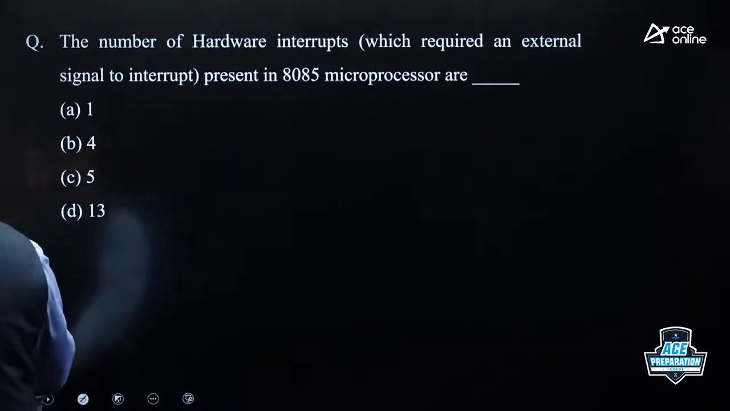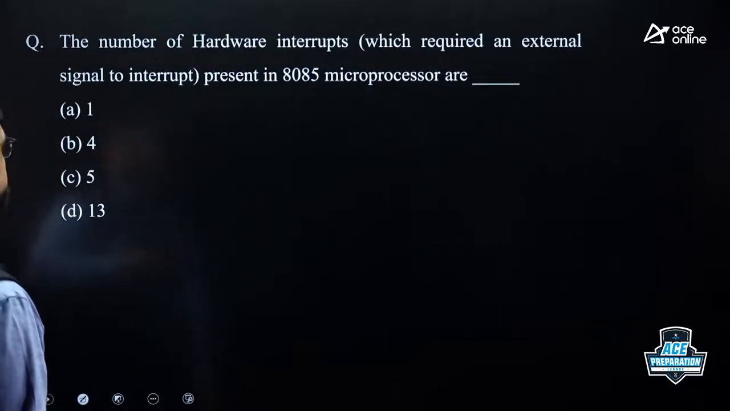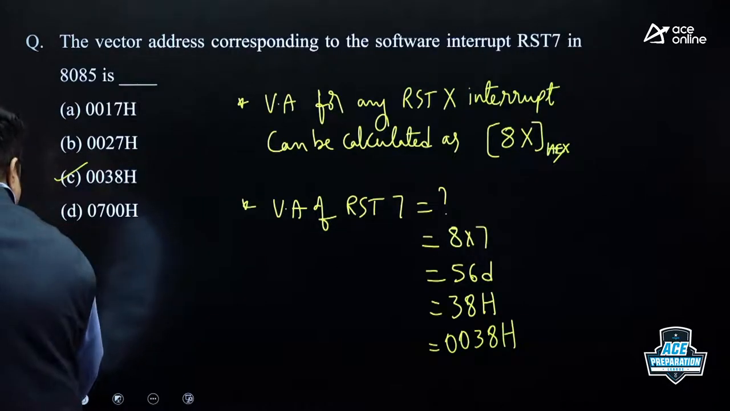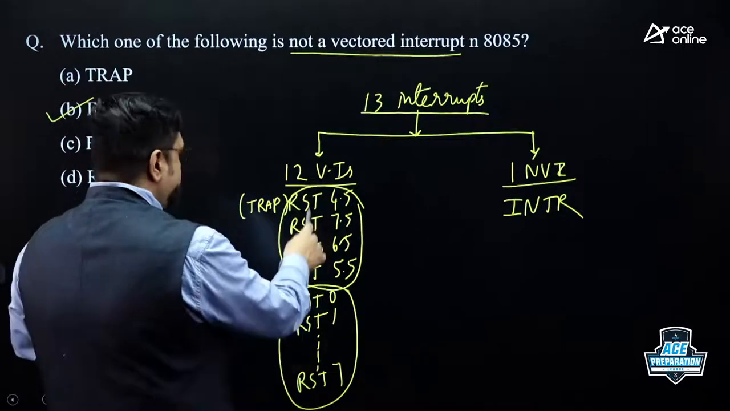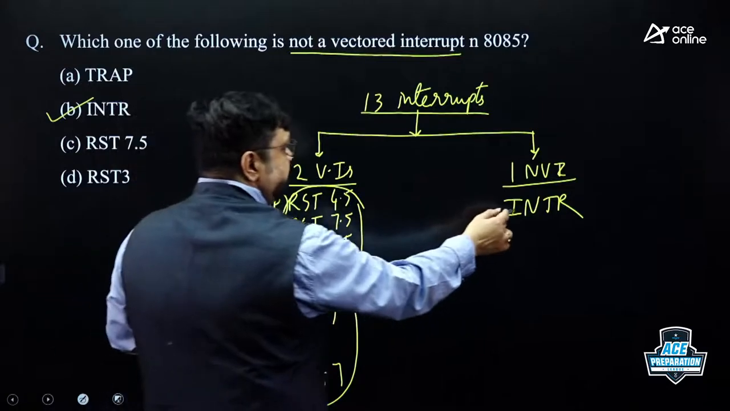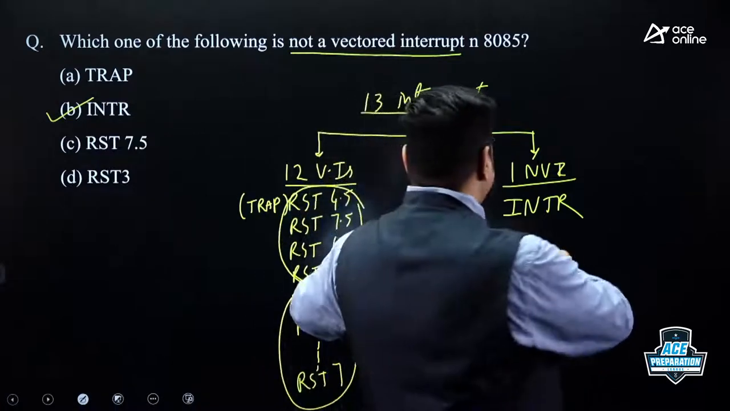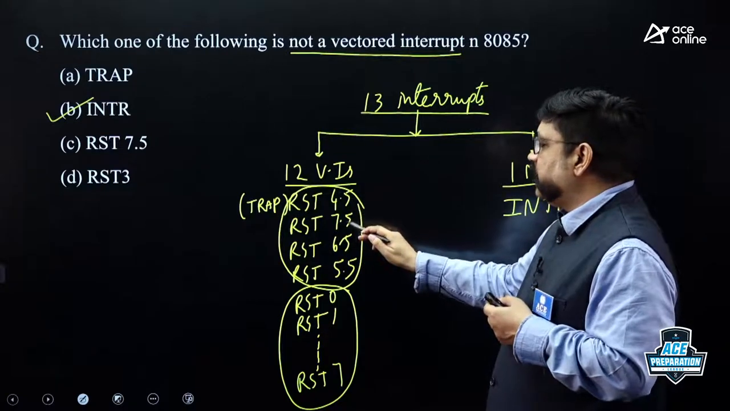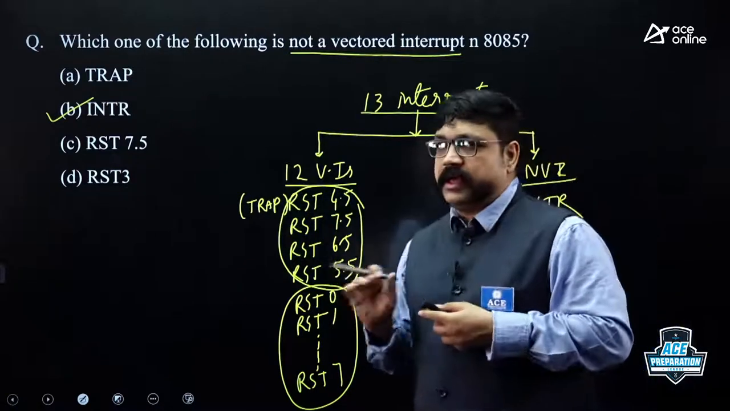Next, the number of hardware interrupts which require an external signal to interrupt, present in the 8085 microprocessor. Just now I mentioned in interrupts, 12 vector interrupts are there, out of which 4.5, 7.5, 6.5, 5.5, and also this INTR, these are hardware interrupts. Here I classified according to vector and non-vector, but now I am saying 4.5, 7.5, 6.5, 5.5, and INTR, 4 plus 1, 5 hardware interrupts are there.